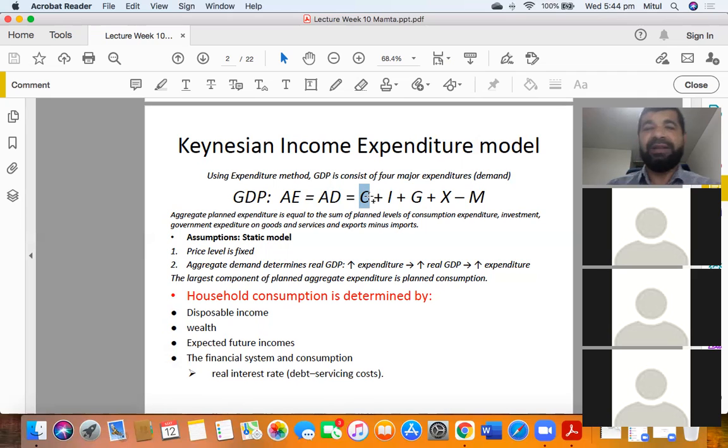Next one is about investment. What is investment? Investment is the private business purchasing property, plant, equipment, motor vehicles, and any other assets they purchase as an investment for the business. That's what they mean by investment.